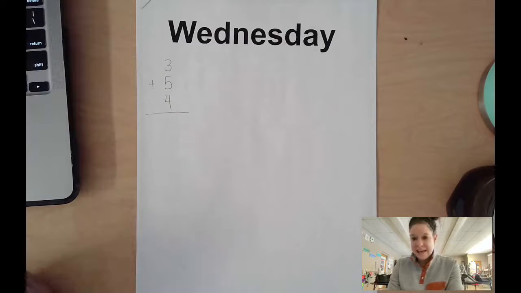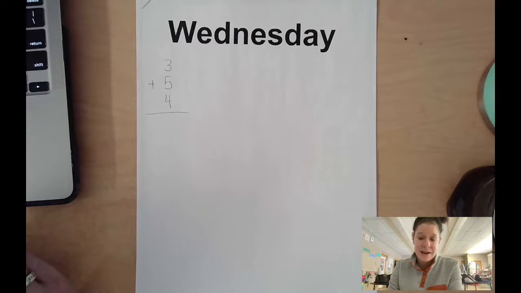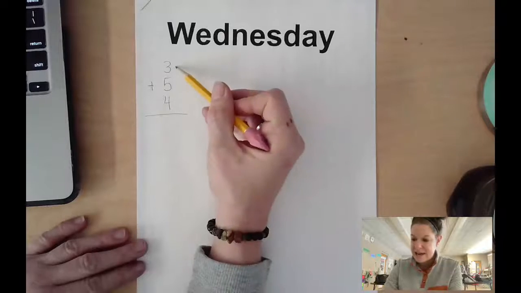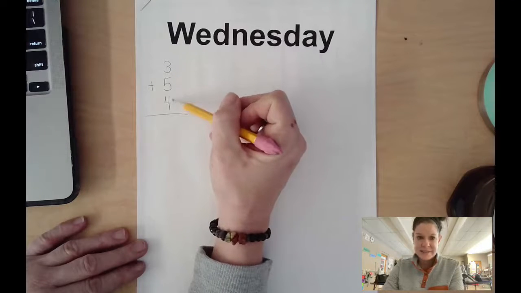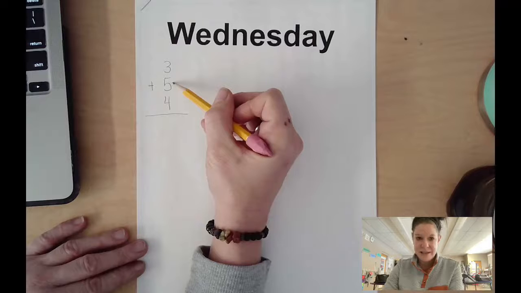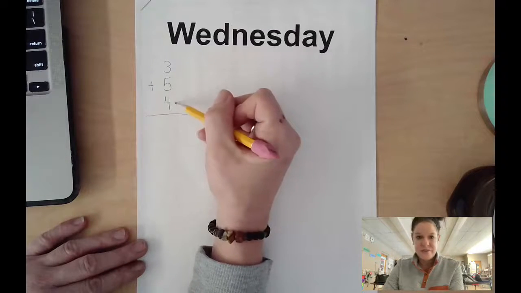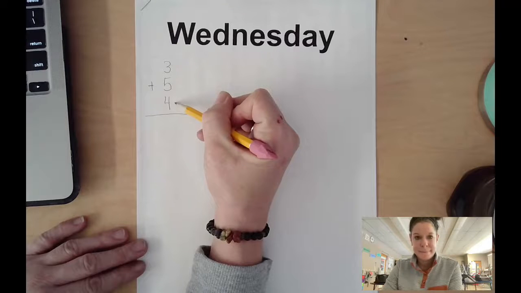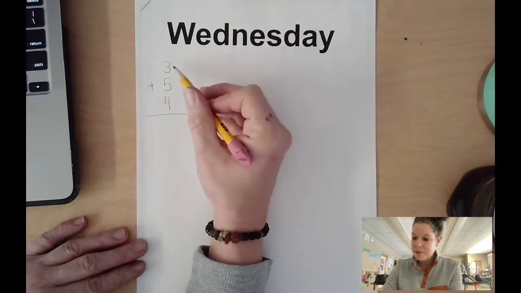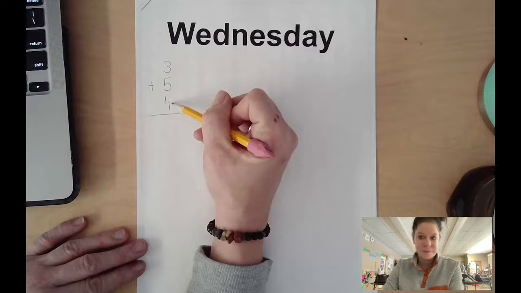So today we're going to practice adding three numbers when we can't make a 10. So remember, when we can make a 10, that makes it really easy to add, but we can't always make a 10 because let's look at our three numbers. Does 3 and 5 make 10? Nope. Does 5 and 4 added together make 10? Nope. What about 3 and 4? No, there's no way to make a 10.